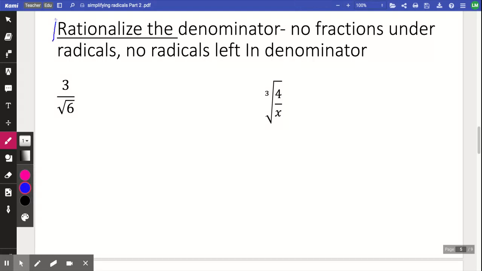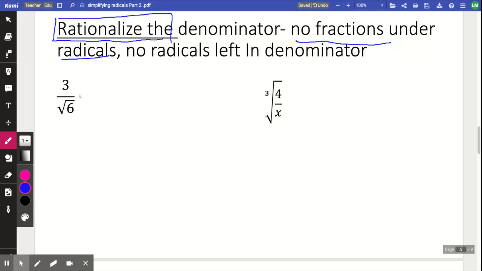So rationalizing the denominator, here's the thing. We can't have radicals in the denominator. That's an irrational number. We have to rationalize it, okay? So no radicals in the denominator and no fractions under the radical, okay? So if you see either of those things, fix it, change it, okay? This first one here, 3 over the square root of 6.